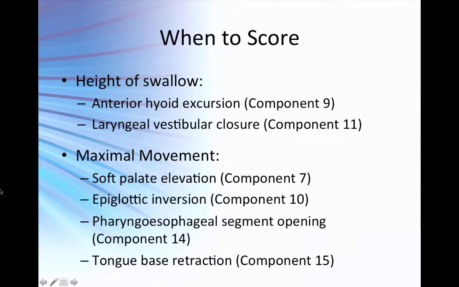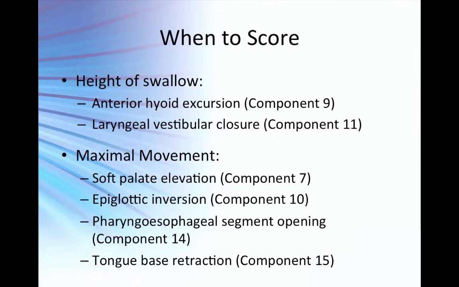I'd like to clarify some terminology. When I refer to height of the swallow as a marker of when to make your judgment or your score, what I'm referring to is maximal displacement of the anterior hyoid bone. So when it moves in its maximal anterior direction, that's the height of the swallow. You would score anterior hyoid excursion, of course, at the height of the swallow. You also score laryngeal vestibular closure. That is complete closure of the laryngeal vestibule at the time when the hyoid is maximally displaced anteriorly.